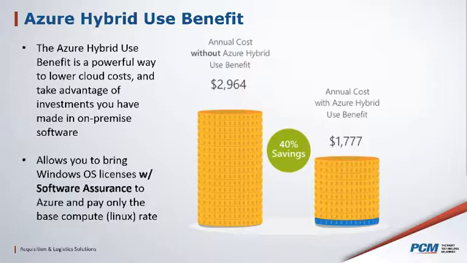Using the Azure Hybrid Use Benefit, which is only available in Azure, as the name would suggest, we can take those OS licenses for the first time with software assurance and bring them into the cloud and get significant savings on your compute rates by abstracting licensing costs.